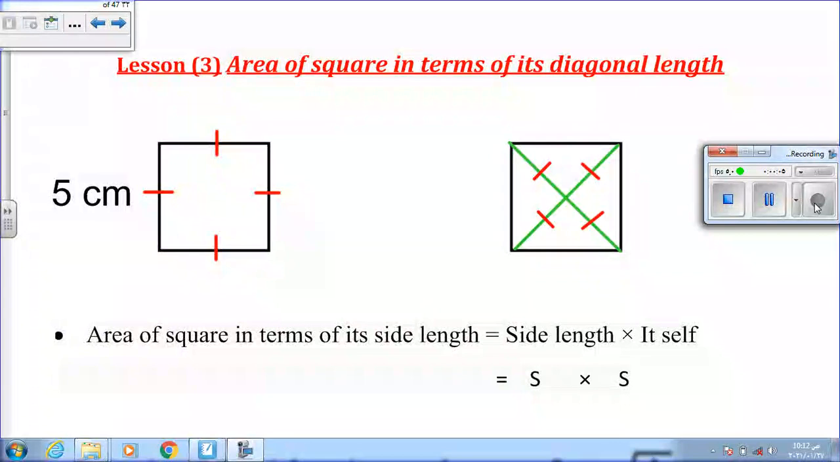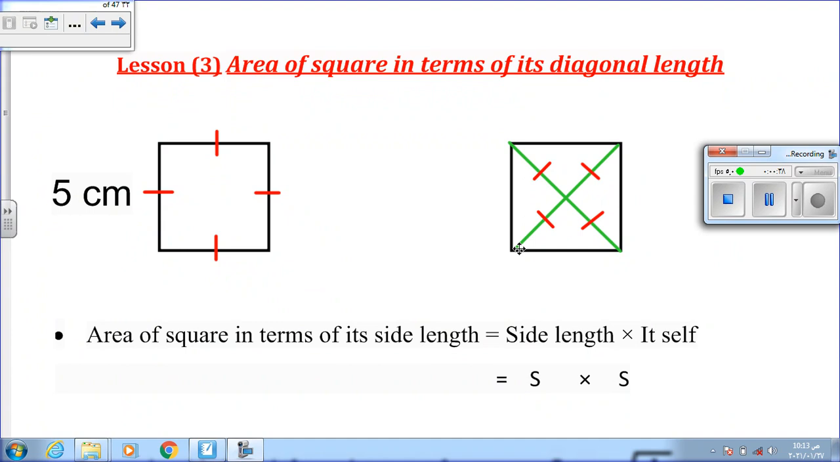Let's start our math lesson for today, which is area of a square in terms of its diagonal length. Of course, we studied area of a square before in Primary 4, but it was in terms of its side length. Here I have the diagonal length. What is the diagonal? As you see, this green line segment represents the diagonal, and the square has two equal diagonals.